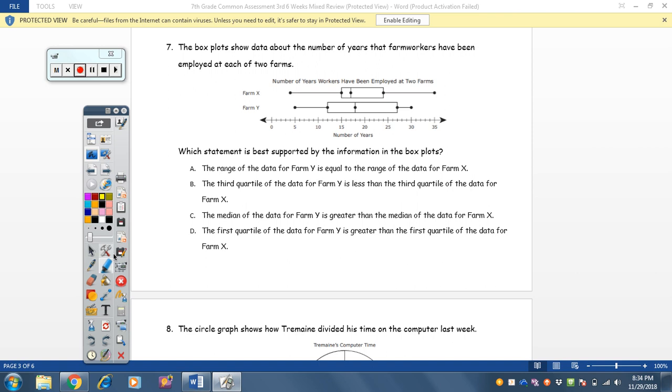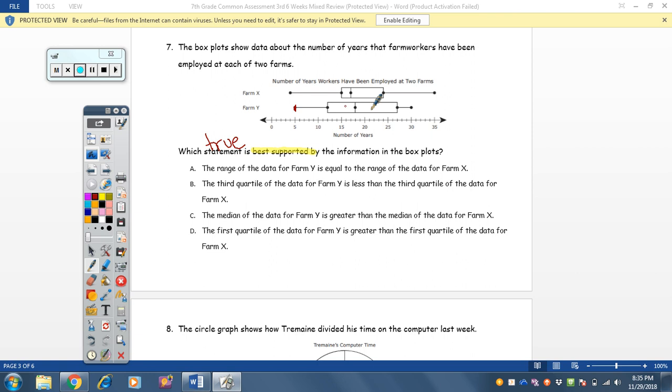Seven. The box plots show data about the number of years that farm workers have been employed at each of the 2 farms. Which statement is best supported by the information in the box plots? Best supported means true. So A says the range of the data for farm Y is equal to the range of the data for farm X. Range is how far apart it is.